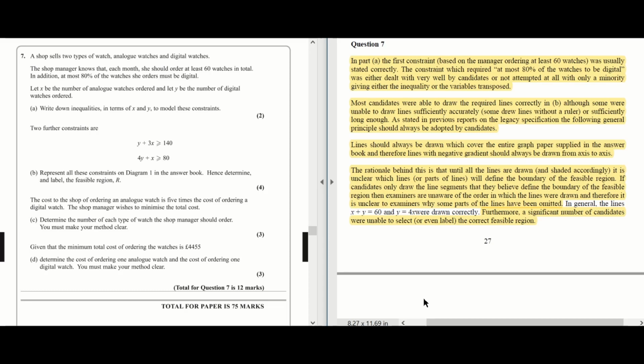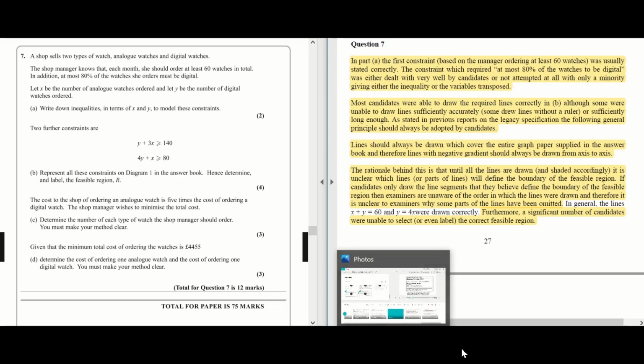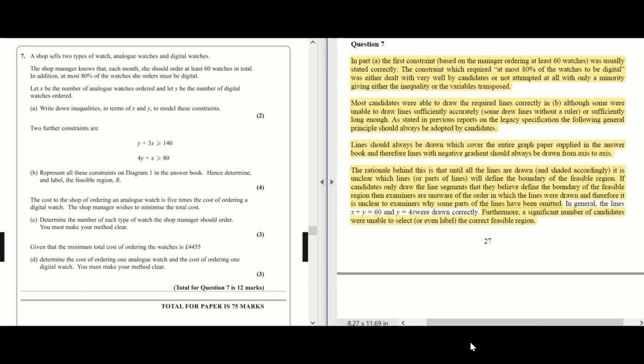Okay, so now for question number 7. This was concerning linear programming again. For part A, where we had to write down the inequalities in terms of x and y, the one with at least 60% in total was done pretty well. Where it was talking about at most 80% of watches, some candidates did not really know what they were doing. It says in the examiner reports this was either dealt with very well by candidates, or not attempted at all, with a minority giving either the inequality or the variable transposed. I thought it was quite straightforward personally.